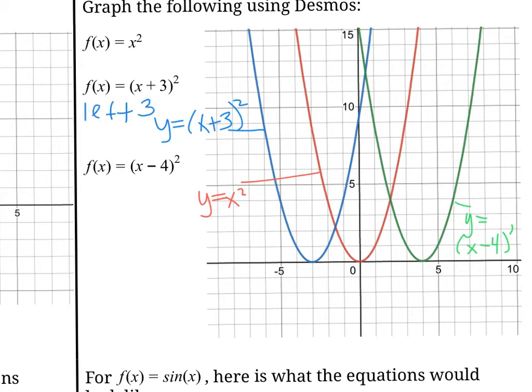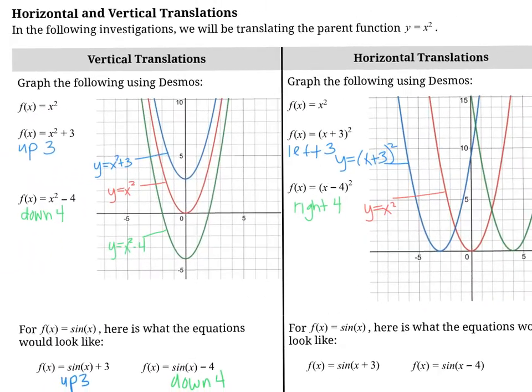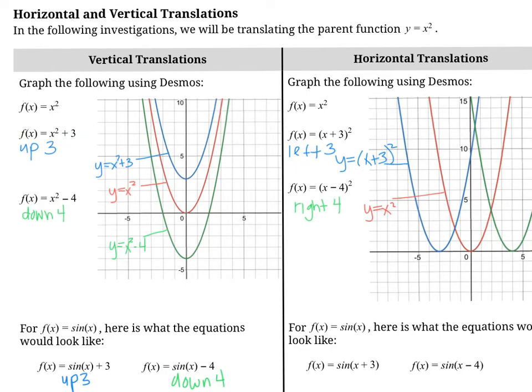And what about this one here? Here's our original. It moved everything to the right 4 units, every point from 0 to 4, 1 to 5. So we went right 4 units. Anytime we're adding or subtracting numbers inside of the function, it moves it left and right. And when it's on the outside of the function, it moves it up and down.